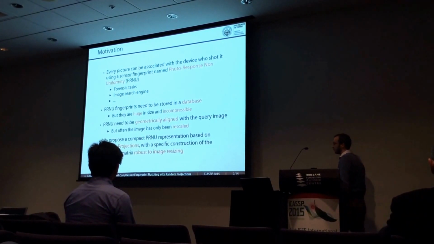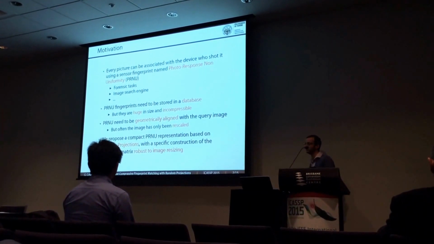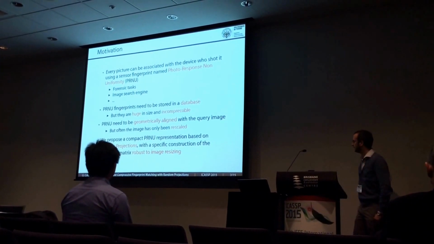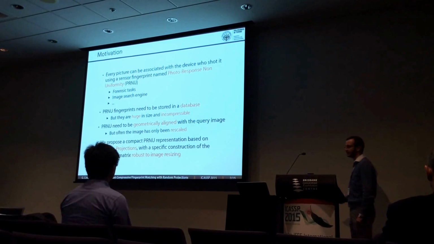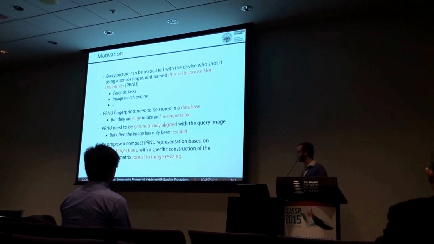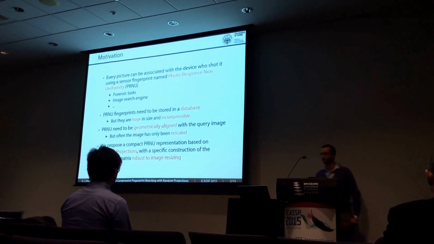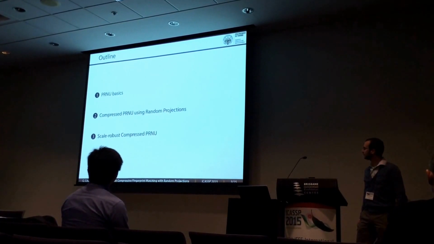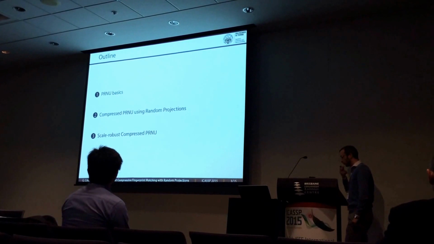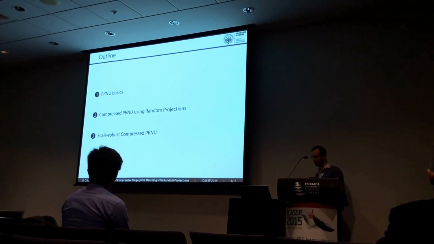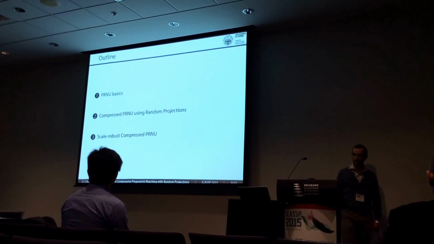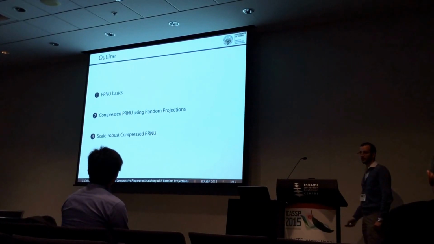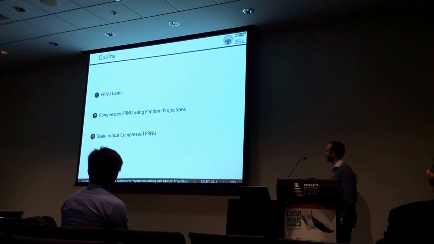So, we propose a compact representation of the PRNU using random projections and a specific construction of the projecting matrix, which makes the system robust to picture rescaling. So first I will give some basics about the PRNU, then I will move to the baseline compression algorithm using random projections, and then I will talk about the scale robust construction of this algorithm.